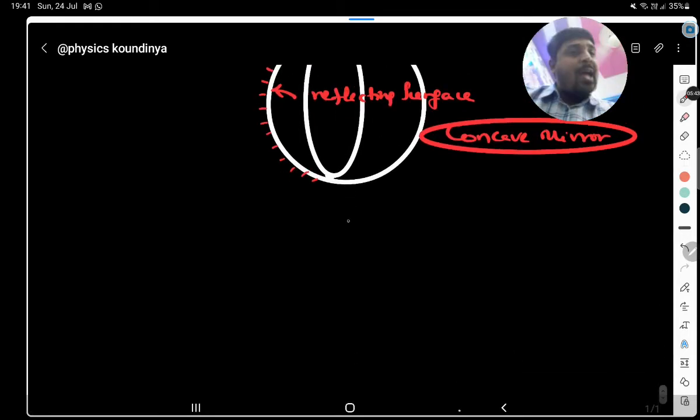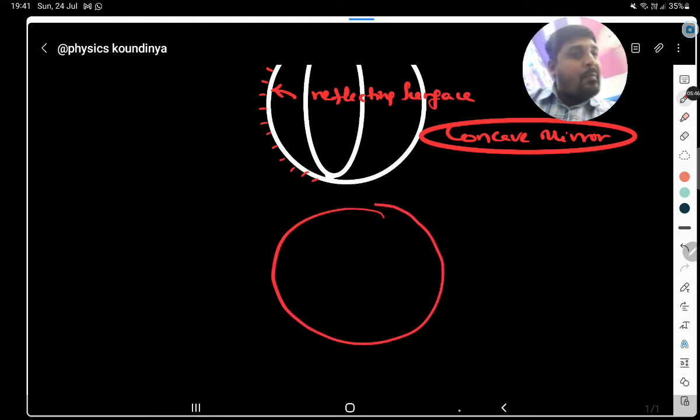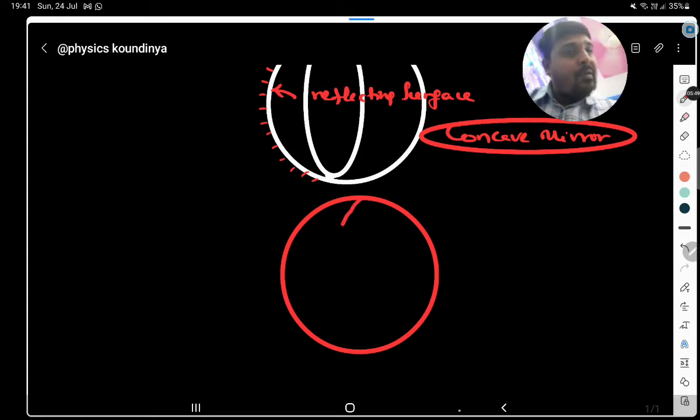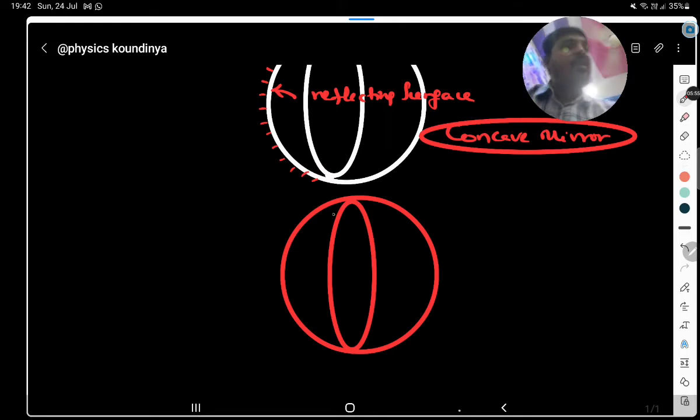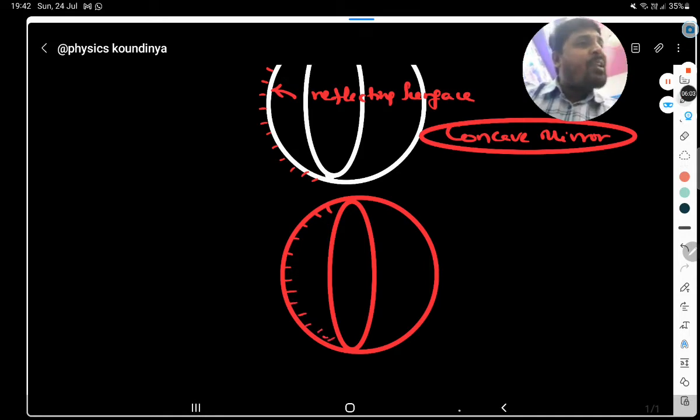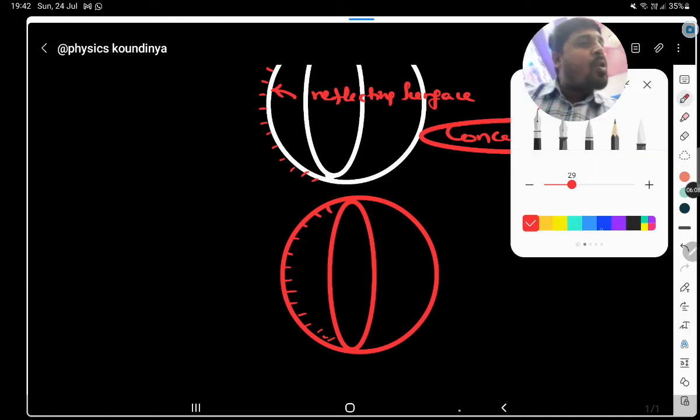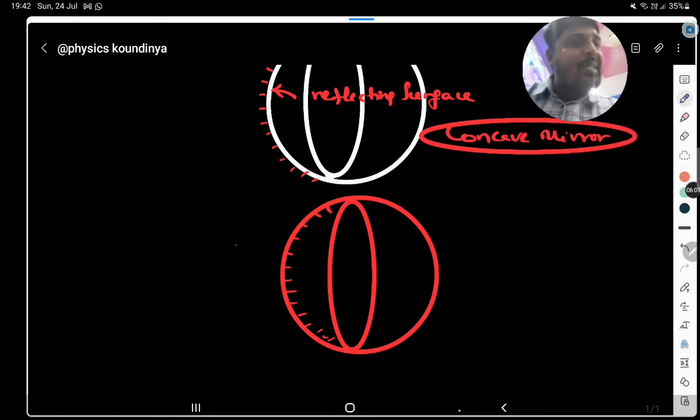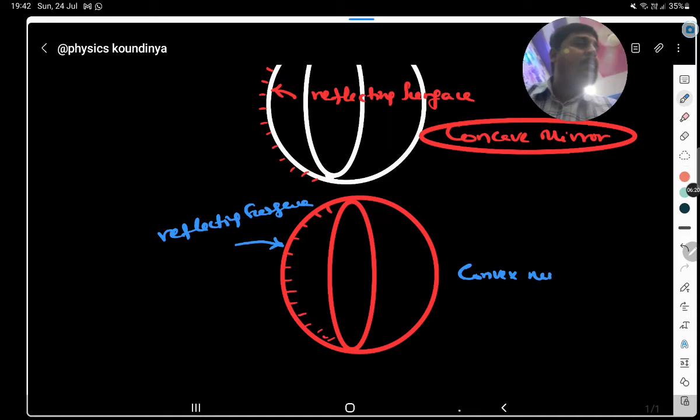Now we are going to see another thing. Now this is the sphere, and we have taken a small portion from the sphere. Now the inner surface is silvered. Then this type of mirror is what we called as convex mirror. What type of mirror it is called as? It is called as, this is the reflecting surface. This is the reflecting surface, and this mirror is what we called as convex mirror. So these are the two types of spherical mirrors we have.